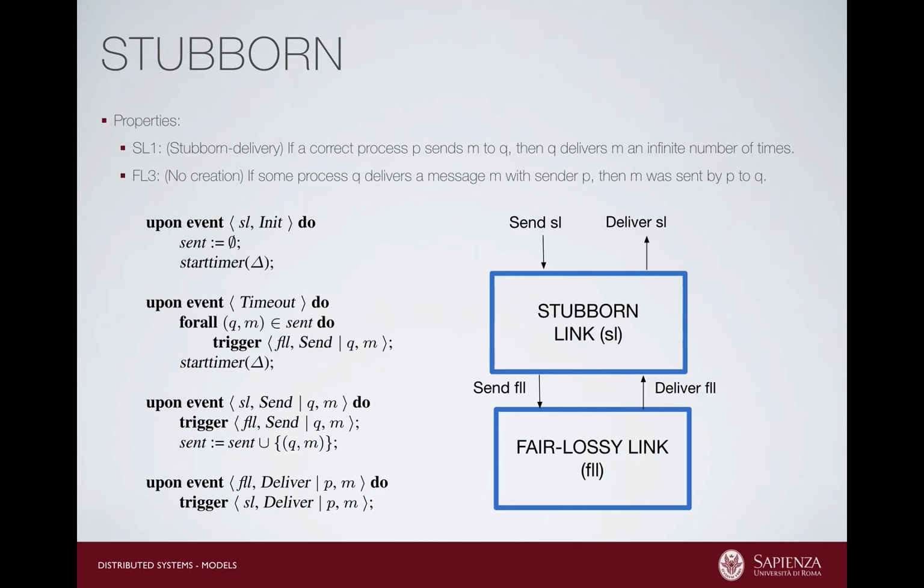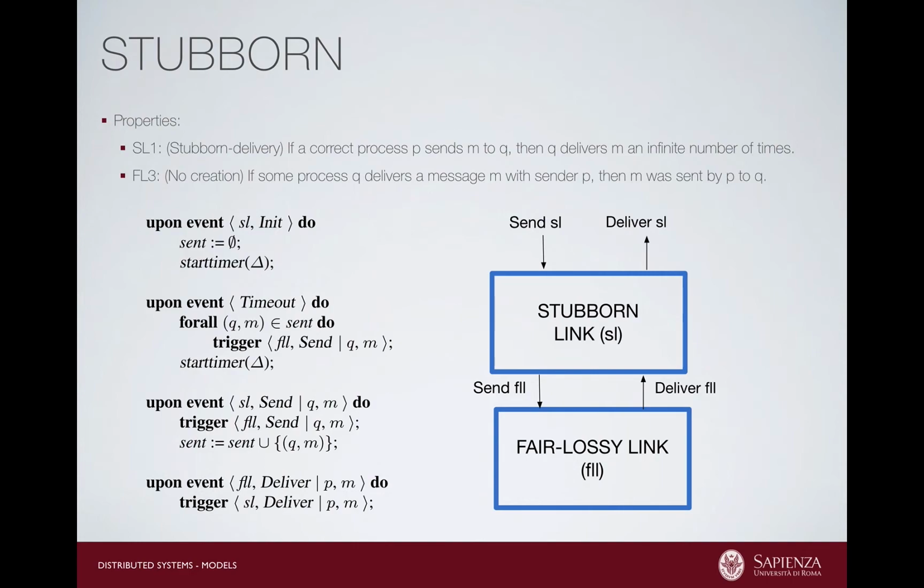So on the left, we have four handlers. The first handler is always triggered at the beginning of the computation, and what it does is really simple. For the stubborn link, when the event init happens, what you do is create an empty set, called sent, which is a global variable, and then you start a timer with a timeout delta. This timer will trigger a timeout event after delta time units. We do not specify what a time unit is. It could be a second, it could be an hour, it could be one year, we don't care.